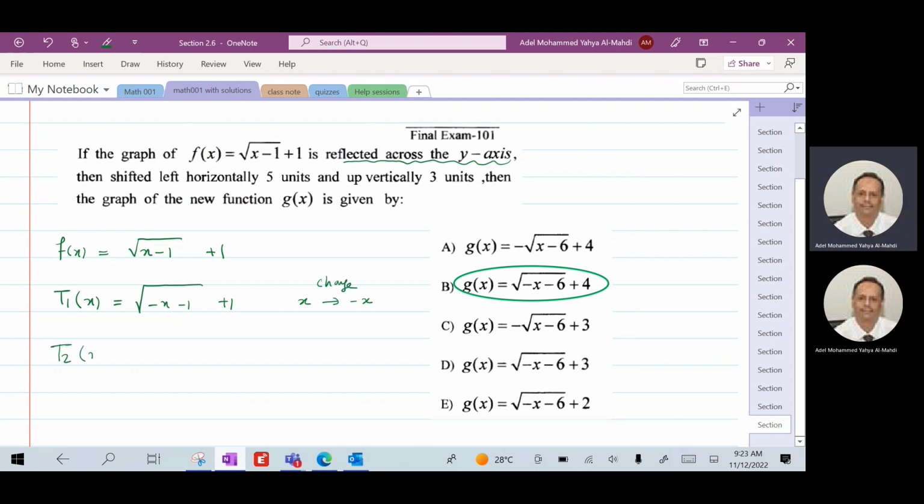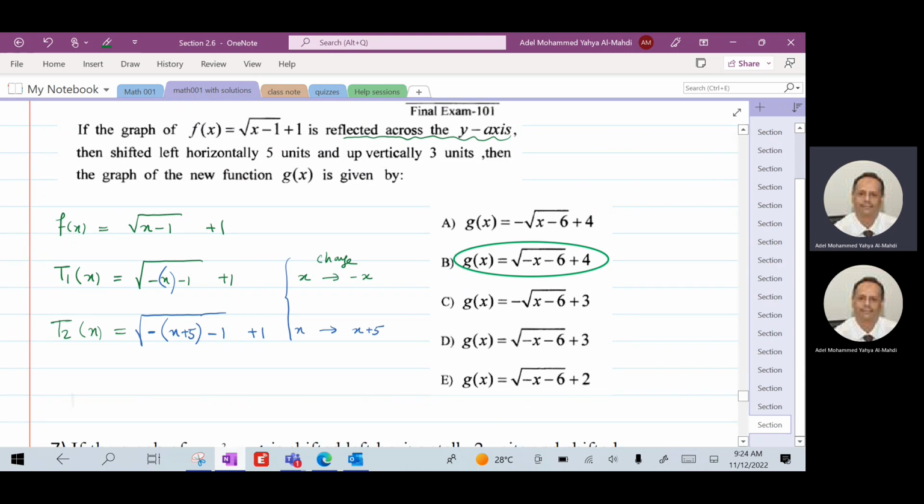Now T2, second transformation. He said shift 5 units left, 5 left. It means we change x into x plus 5. We change every x. Look, this is my x. It will be square root of minus outside. If you do not do like that, it is not true. And change x into x plus 5. Do not forget minus 1. Do not forget plus 1, the one outside.